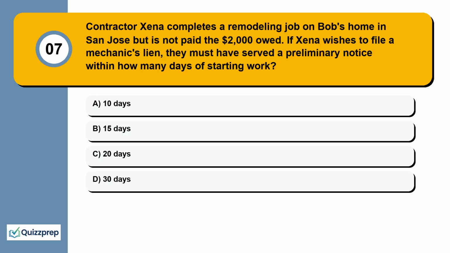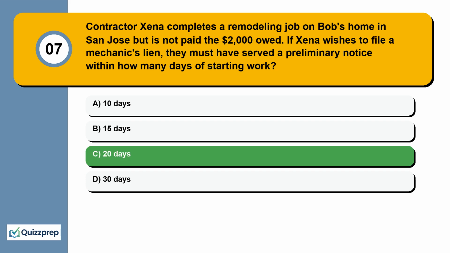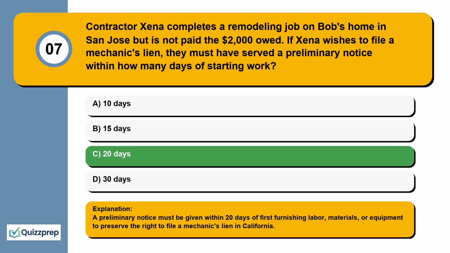Question 7. Contractor Zena completes a remodeling job on Bob's home in San Jose but is not paid the $2,000 owed. If Zena wishes to file a mechanic's lien, they must have served a preliminary notice within how many days of starting work? 10 days, 15 days, 20 days, 30 days. A preliminary notice must be given within 20 days of first furnishing labor, materials, or equipment to preserve the right to file a mechanic's lien in California.